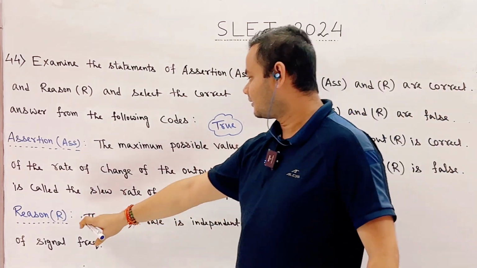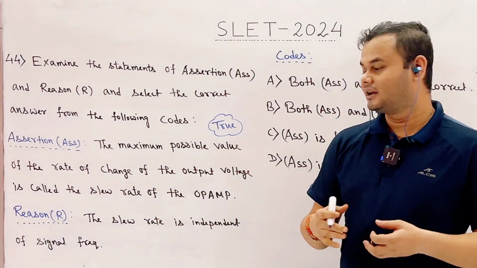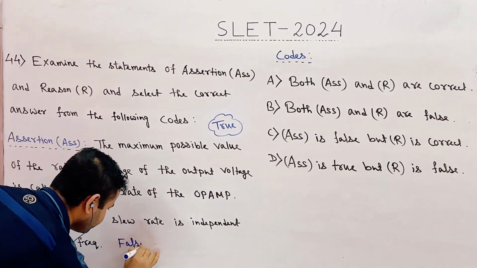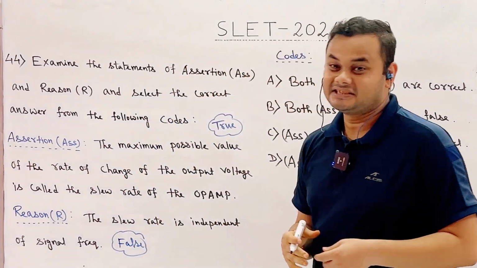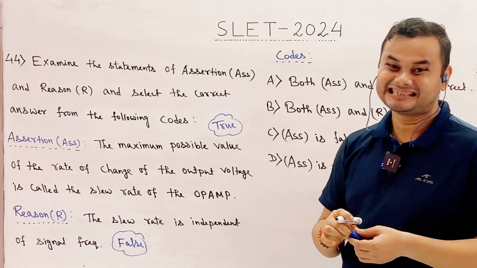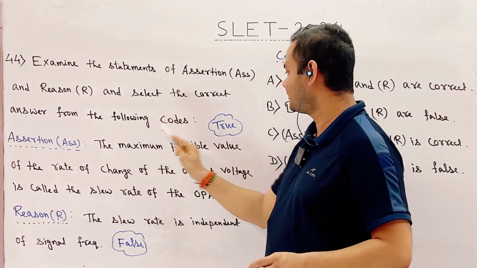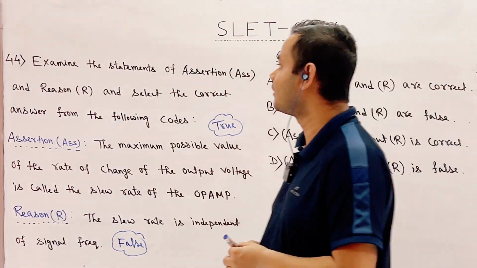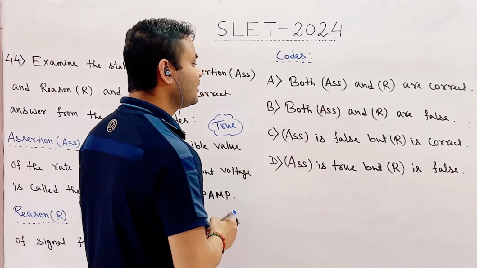Okay. Next, reason. The slew rate is independent of the signal frequency. This statement is false. The slew rate affects the frequency response of the operational amplifier, particularly for high frequency signals. Okay. So after analyzing, we have seen that the assertion is true but reason is false. So the correct answer of question number 44 is option D. Assertion is true but reason is false.